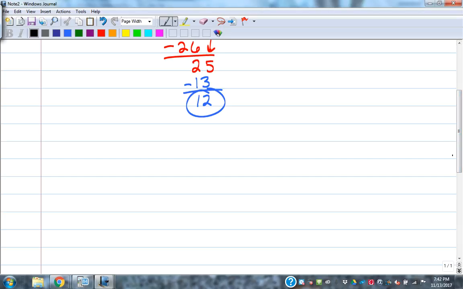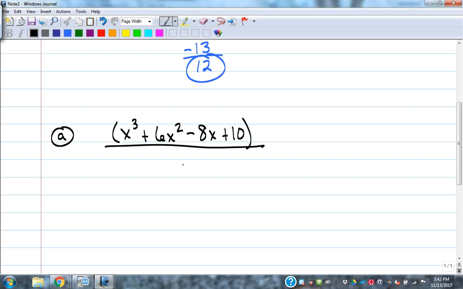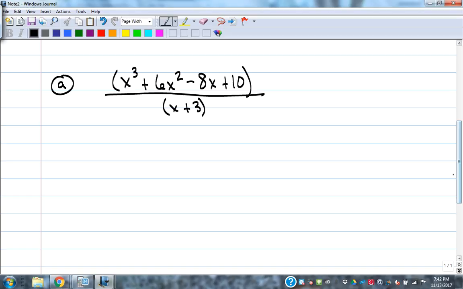And you may not catch it on the first example. Don't get frustrated. We're going to get there. We're going to take a polynomial, x to the third plus 6x squared minus 8x plus 10. And we're going to divide it by, we'll start with a really small polynomial to divide by, x plus 3. So I'm going to set up a long division problem. Give myself plenty of room here. What's on top goes inside.